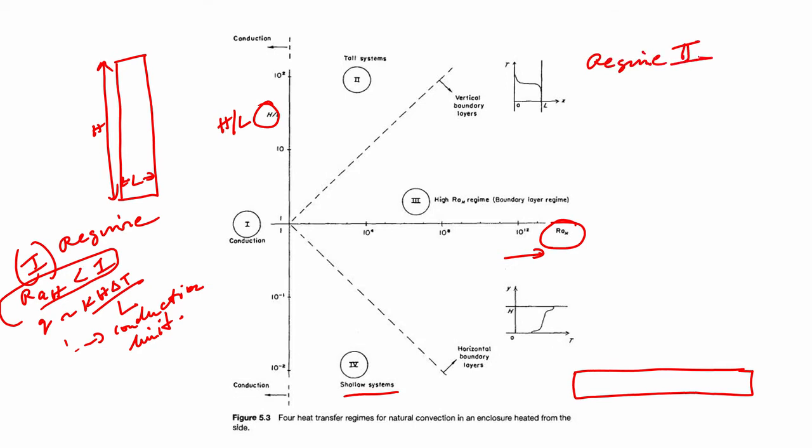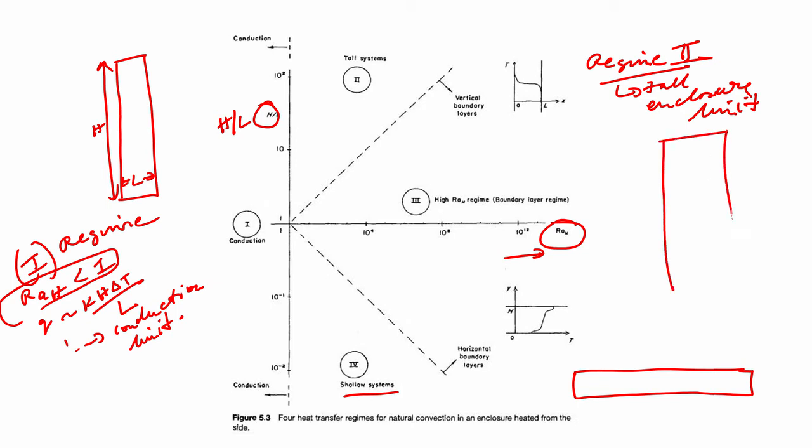So, what is regime 2? Regime 2 is your tall enclosure limit. It is called the tall enclosure limit, which is what we have shown over here. Let me redraw it once again. In the tall enclosure limit, the circulation is something like this, that is the directionality of the circulation.